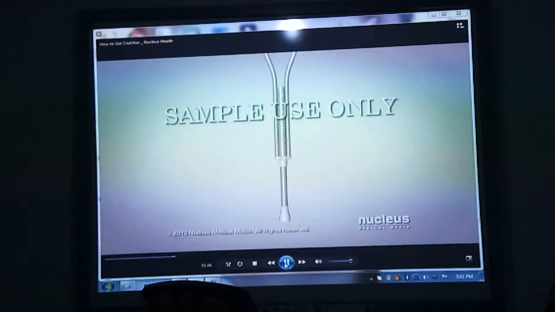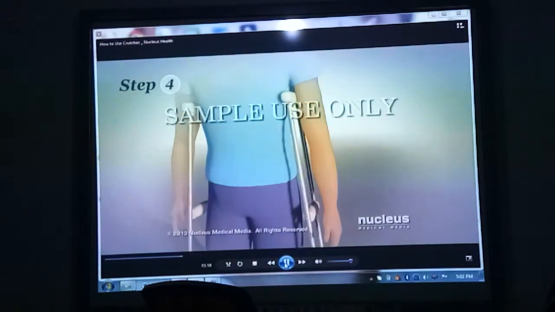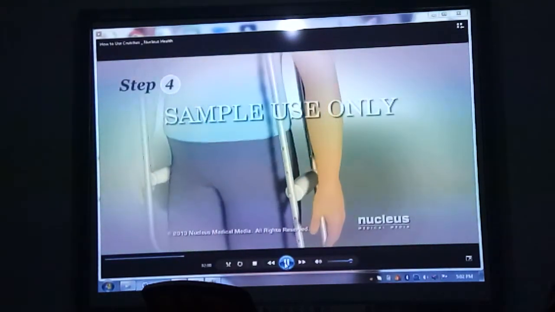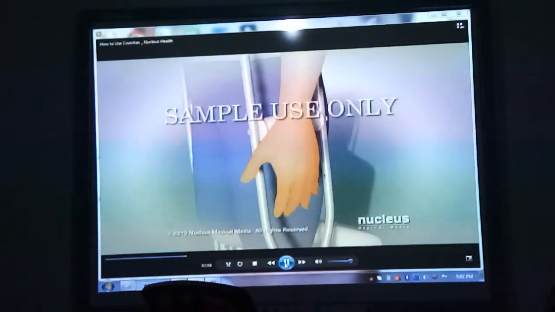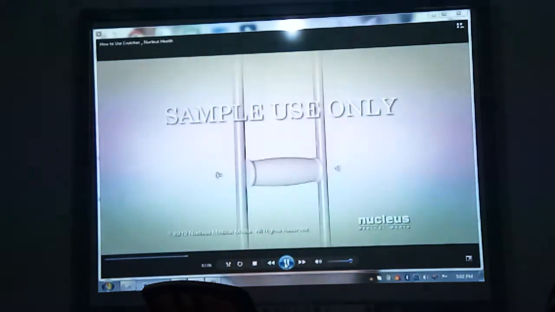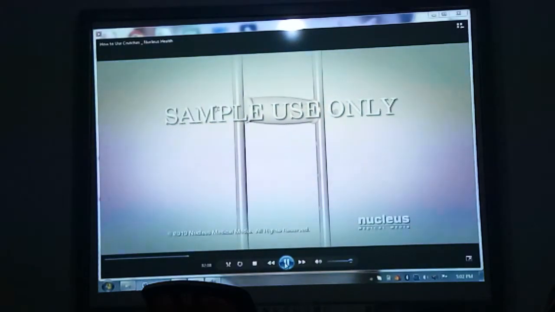If the crutches are not the right height, you can adjust them. Check the instructions that came with your crutches or contact your healthcare provider if you're not sure how to do this. Step 4. Check the height of the crutch hand grips. Your wrists should be at the same level as the hand grips. If the hand grips are not the right height, you can adjust them. Check the instructions that came with your crutches or contact your healthcare provider if you're not sure how to do this.